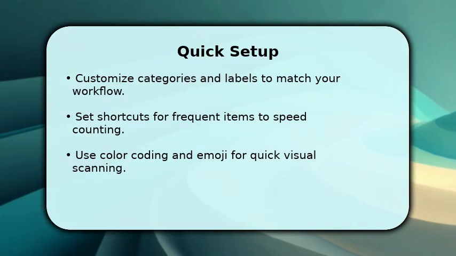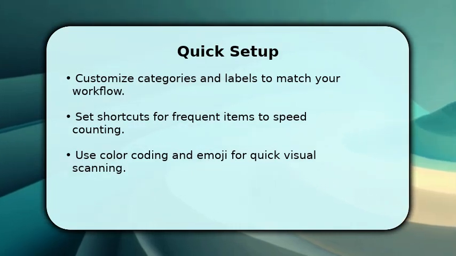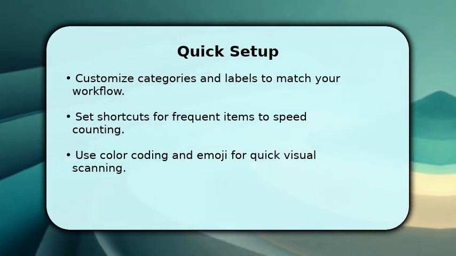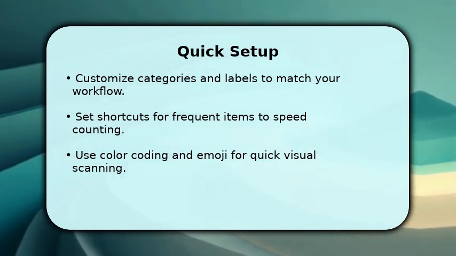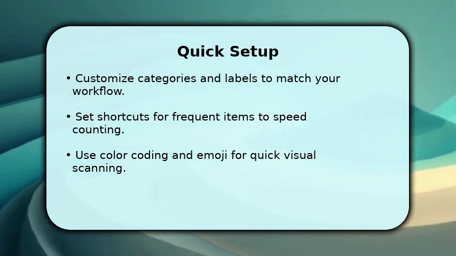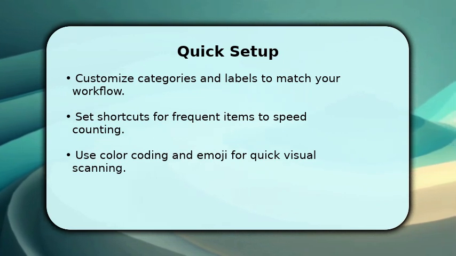Start by customizing categories and labels to match your workflow and set shortcuts for frequent items. Remember to enable tactile feedback if you prefer a physical feel when tapping. Review your history daily to spot trends and export CSV for deeper analysis when needed.